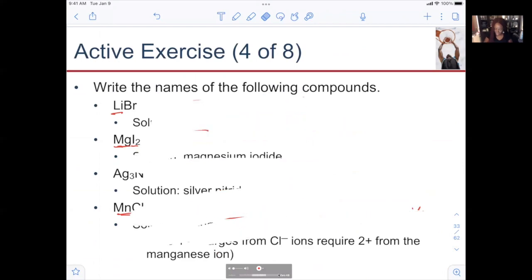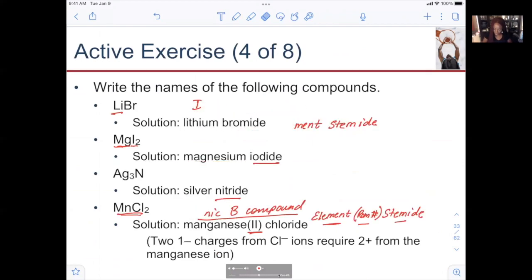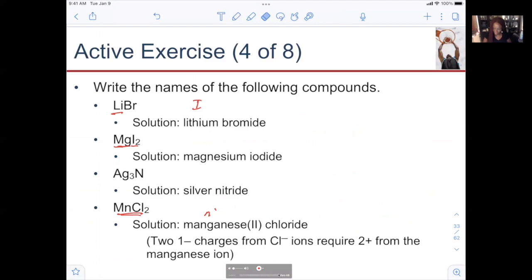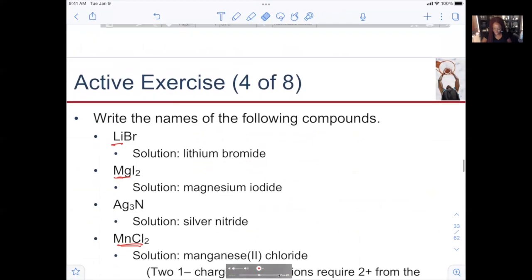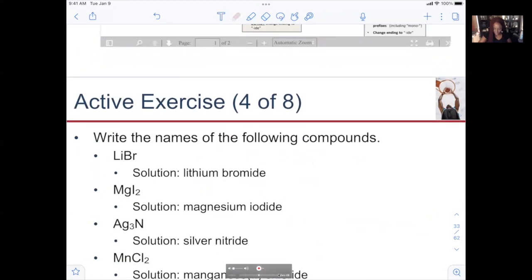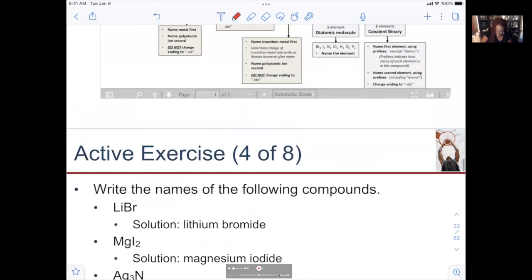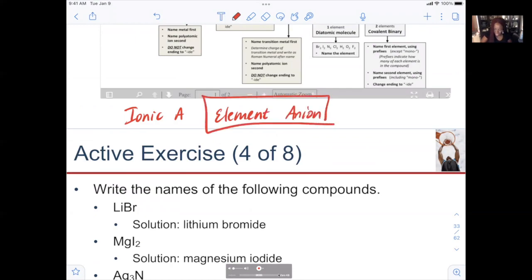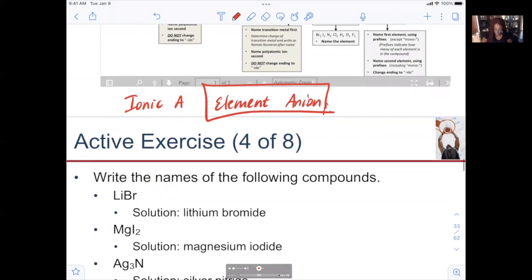So remember, we're learning how to write the formulas, right? Ionic A compounds have to follow the theme or this template. So let me write this here. Ionic A: element, anion. Okay, now the anion can have 3 possible suffixes. It can be IDE with no oxygen, ATE with more oxygen, ITE with less oxygen. Okay, so let's go ahead and look at this one.